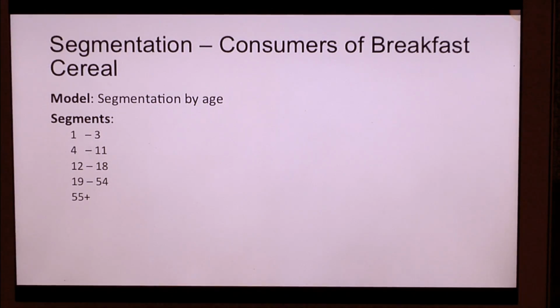Okay, so once you've defined your market and your model, what's next? Well, we need to go through how we actually lay out our segments. So for example, here I have an example of consumers of breakfast cereal. And I've done a model segmentation by age. And the segments are 1 to 3, 4 to 11, 12 to 18, 19 to 54, and 55 plus.